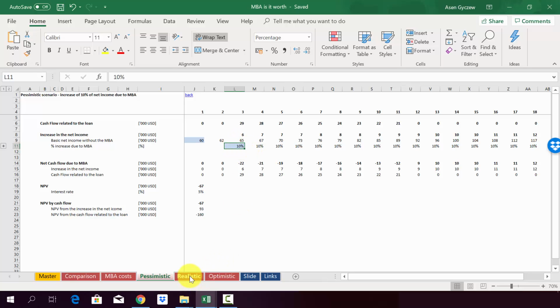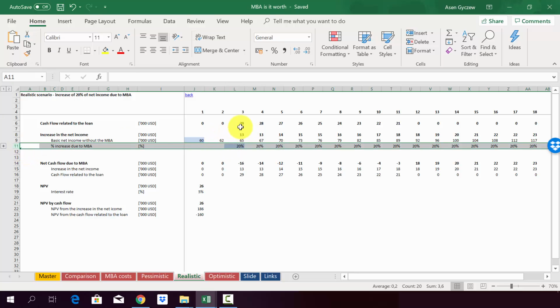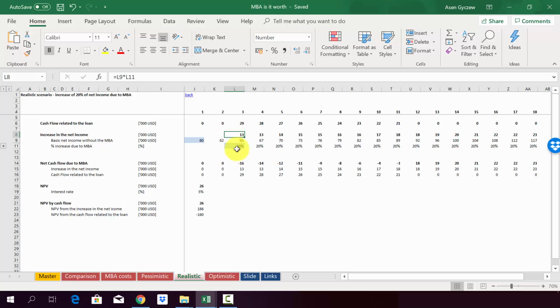So let's see what this actually changes. If we increase our salary by 20% thanks to the MBA, it means that in year 3 we would be able to generate an additional 13K per year.